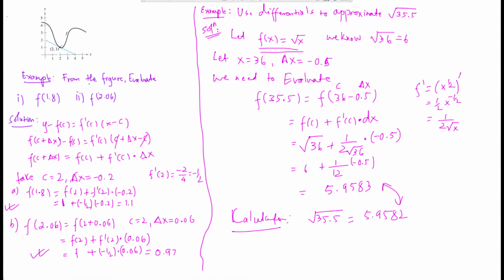We don't know what the function f is, but we want to use the tangent line to evaluate the height of the function at 1.8. 1.8 may be somewhere here, right? So you want to find the height of the function at 1.8, and also at 2.06, somewhere here. But we don't use the function because we don't know what the function is, so we use the tangent line to do that.